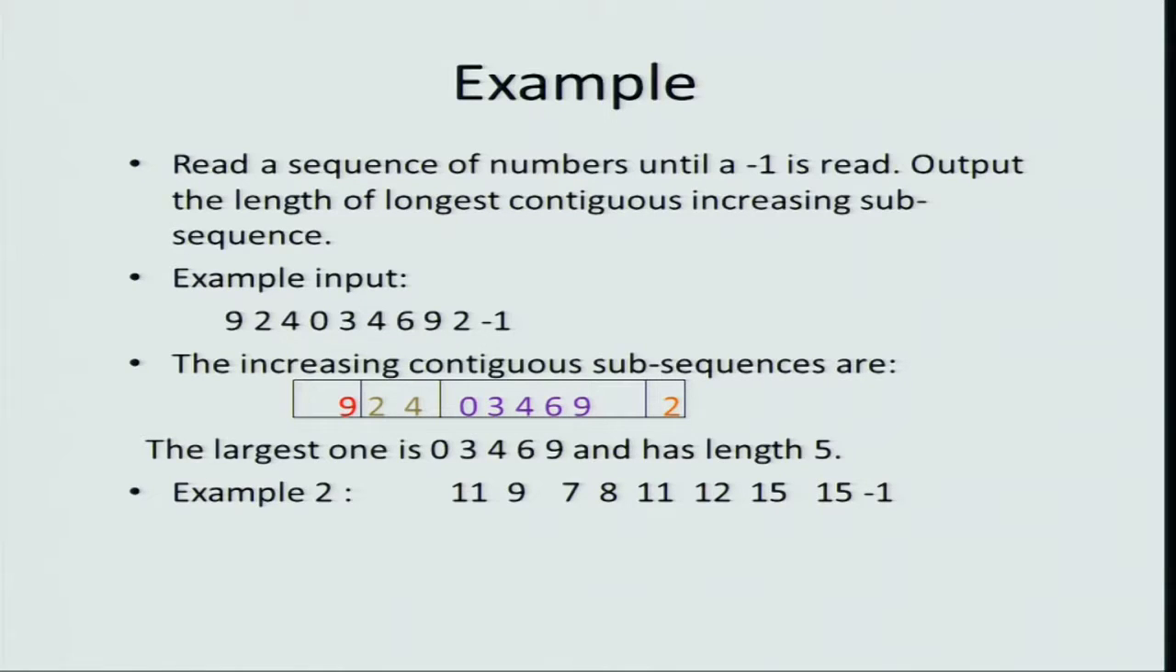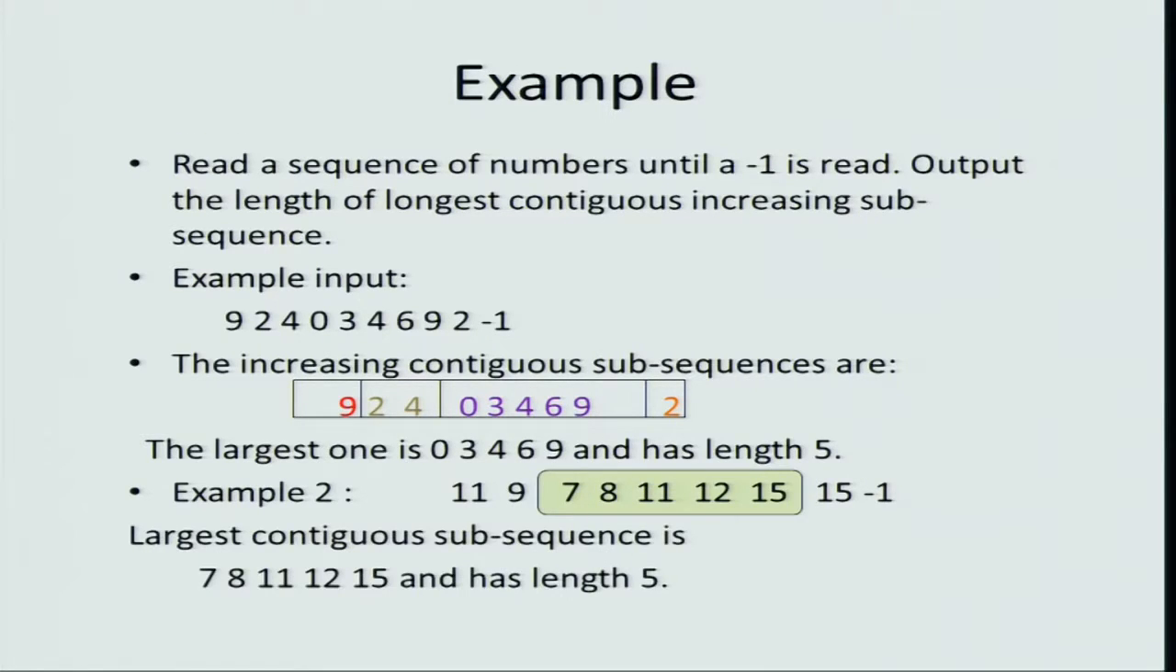Let's take another example. 11, 9, 7, 8, 11, 12, 15, 15 and -1. So, just to illustrate the point, 11 is greater than 9, so that can't be an increasing sequence. 9 is greater than 7, so the increasing sequence is just 9. But then 7, 8, 11, 12, 15, these are increasing.